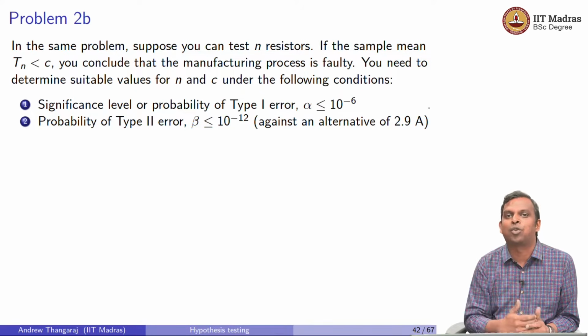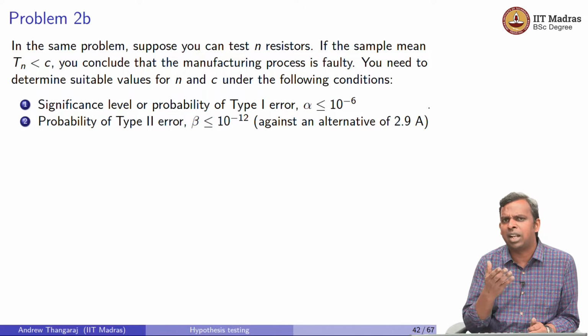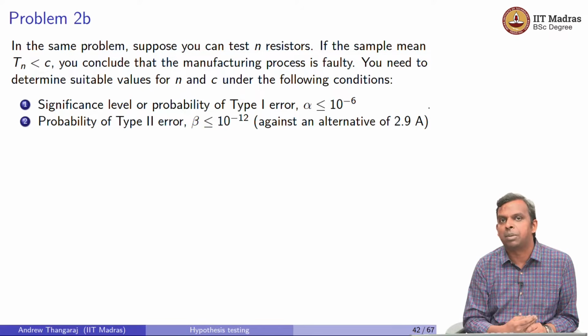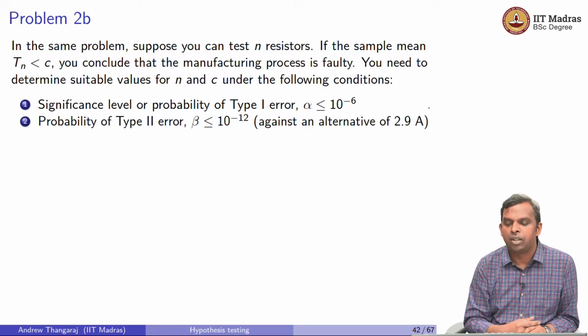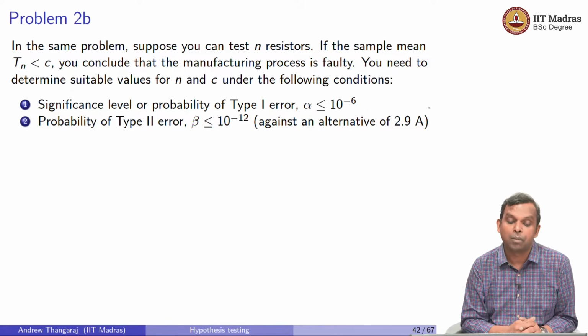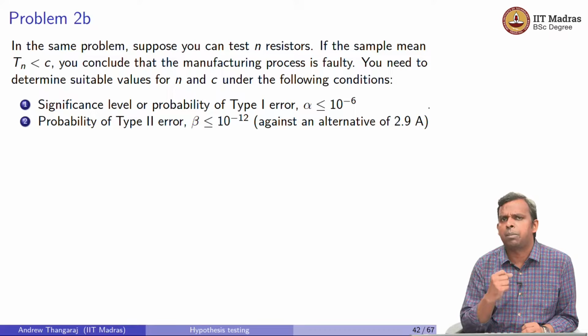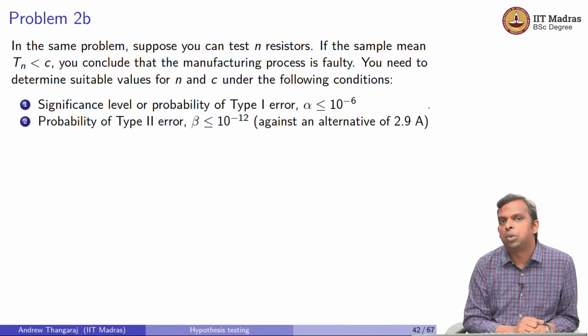Maybe my cost for overhauling the manufacturing process is very high, and there's also a value cost. When you overhaul a process, you're stopping it, right? When you stop a process, that costs a lot of money for the company. You're not producing, you're wasting money and time, and that's also something to worry about. So 10^-6, maybe I'm comfortable. But the probability of type 2 error, this safety issue, I want to keep at 10^-12. I want to keep it really, really low. I don't want to play with that.